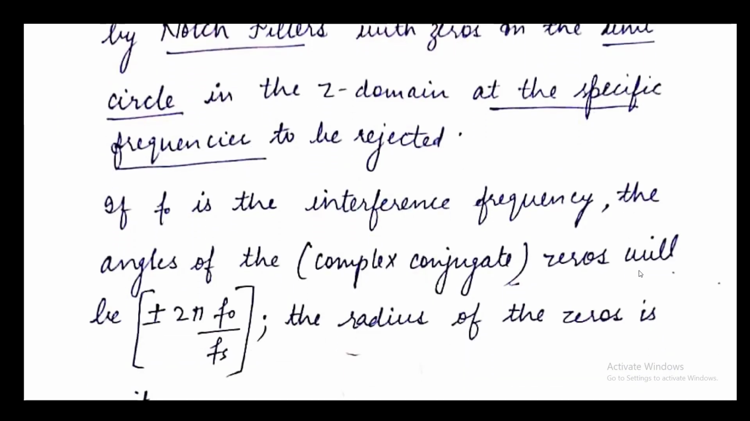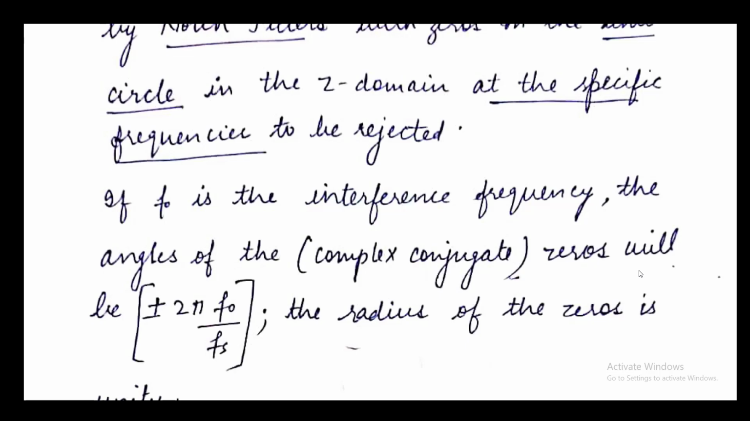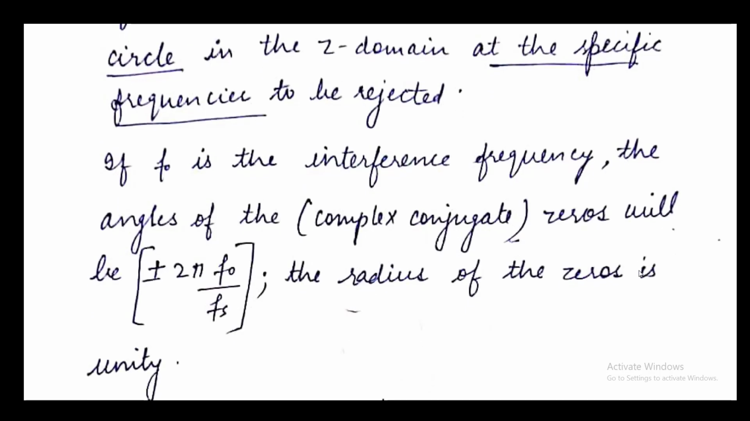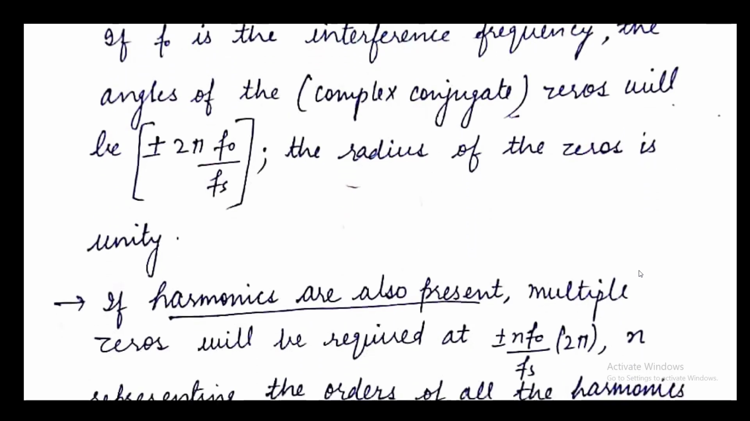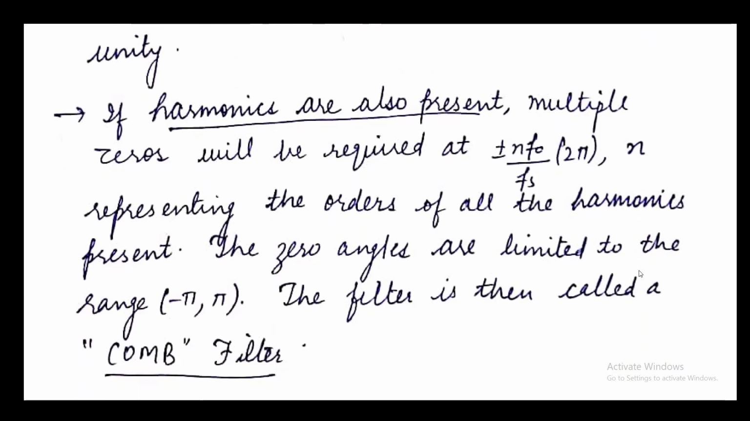Let's suppose f0 is the corresponding interference frequency. Then the complex conjugate zeros will be at the locations given by plus minus 2 pi f0 by fs, and we are keeping these on the unit circle, that means the radius of the zeros is unity. This is for one particular frequency.